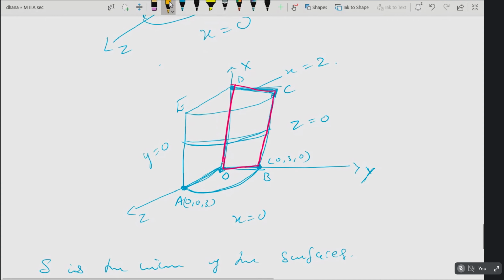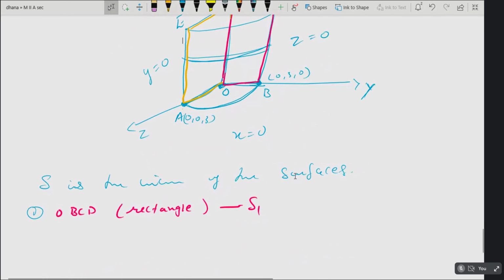Now the second surface is OAED. This is also a rectangle. Are you able to understand? Yes, ma'am. OAED, this is also a rectangle, and this surface is S2 I'm naming. Now let us see another one.